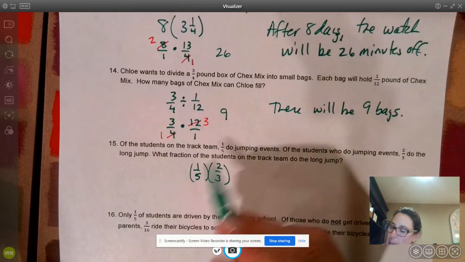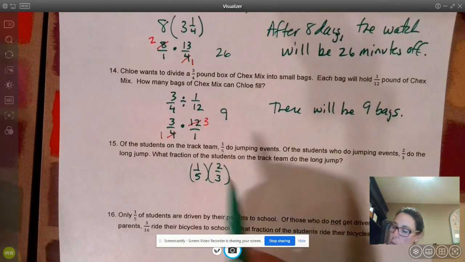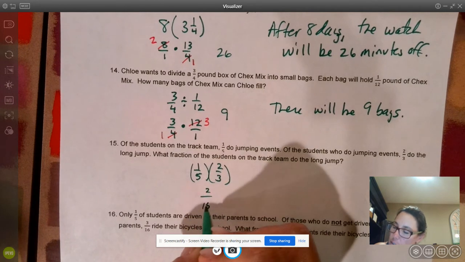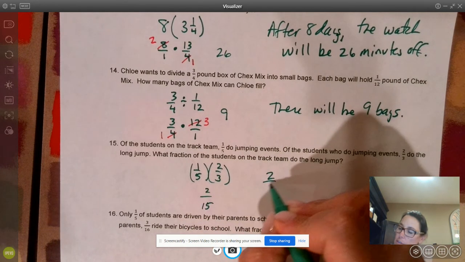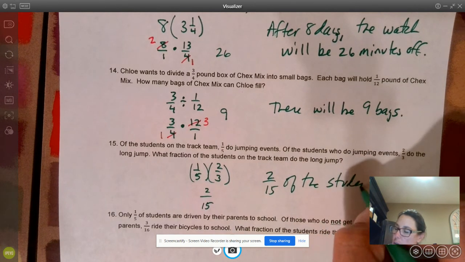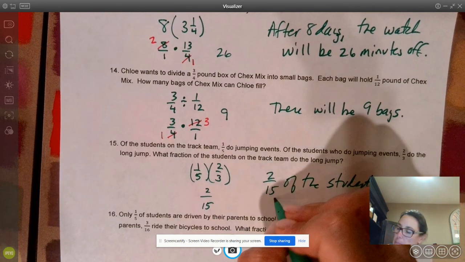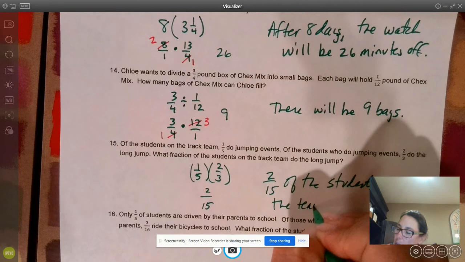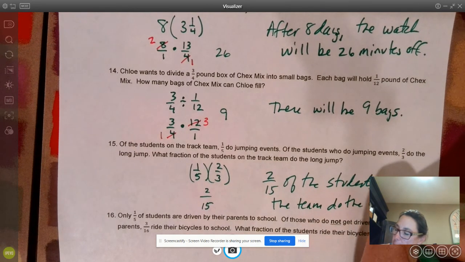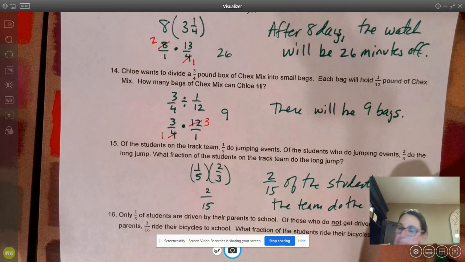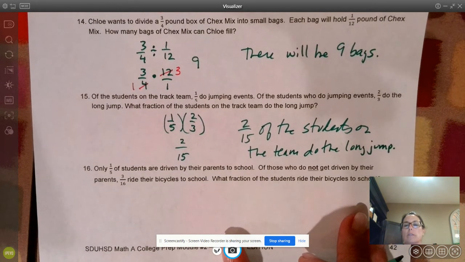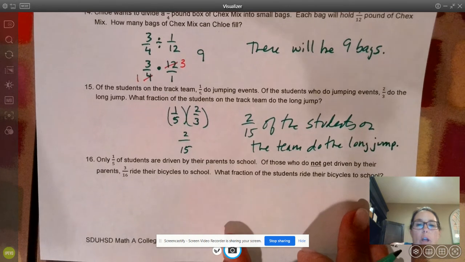Okay, so I don't see anything that can cross reduce. So 1 times 2 is 2. 5 times 3 is 15. So 2/15 of the students on the team do the long jump. Oops, sorry, I gotta move that up. 2/15 of the students on the team do the long jump.